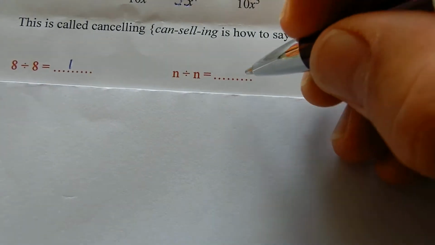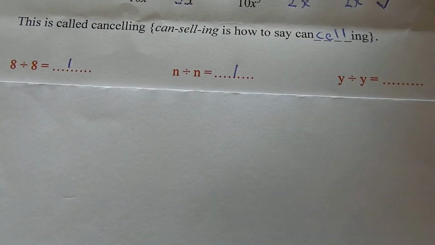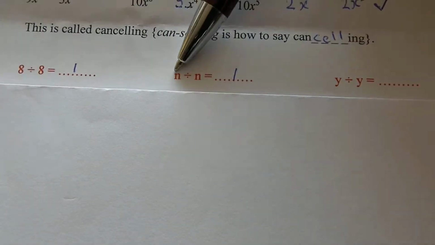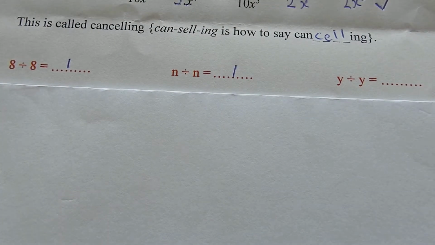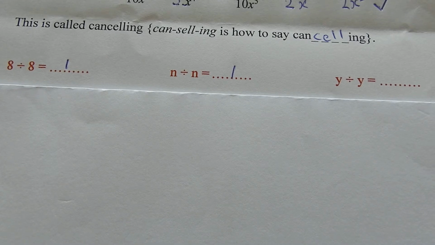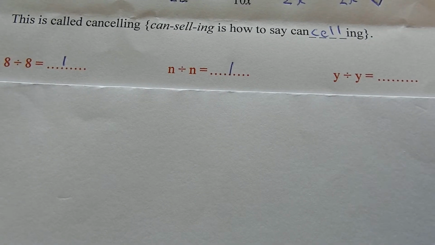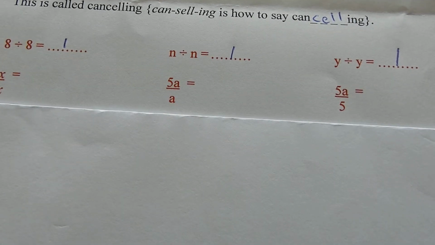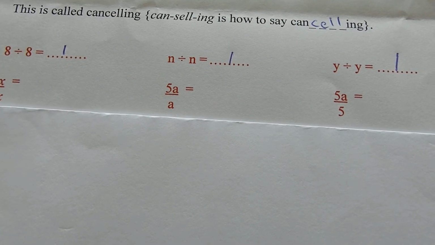8 divided by 8 is 1. n divided by n is 1, because those two are the same number. A number divided by itself is 1. Just like 90 divided by 90 is also 1. 90 90ths. y divided by y is 1. Good. Moving on down. x divided by x is 1.